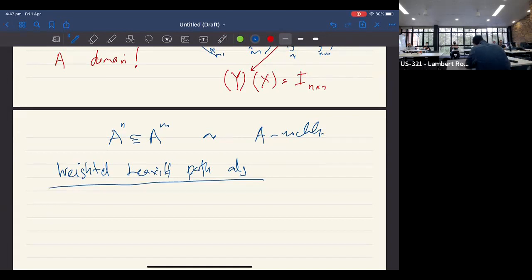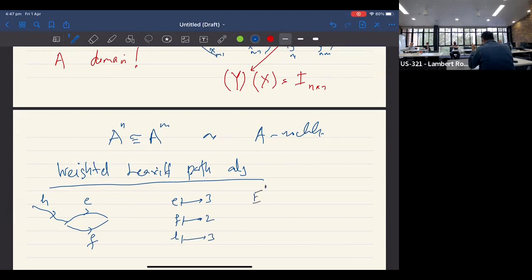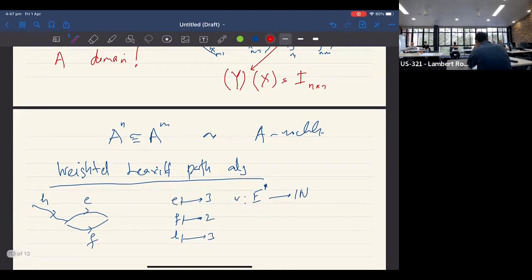So the way you do this, and you might have guessed what I do. Again, you look at the graph with edges e, f, h, and so on. Now this time you assign a weight to the edges. So I assign to e maybe 3, to f 2, and to h maybe 3. For each edge you assign a number. So far not very difficult. So then in my head, if you're assigning 3 to e, I have 3 edges. Here I have 2 edges, and here I have 3 edges.